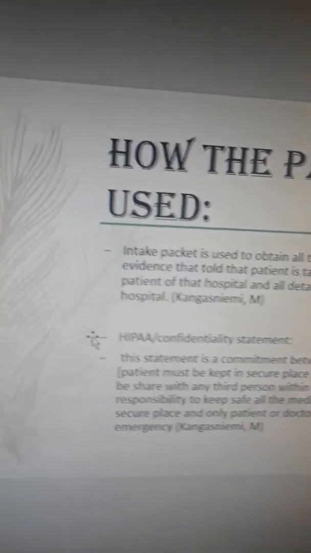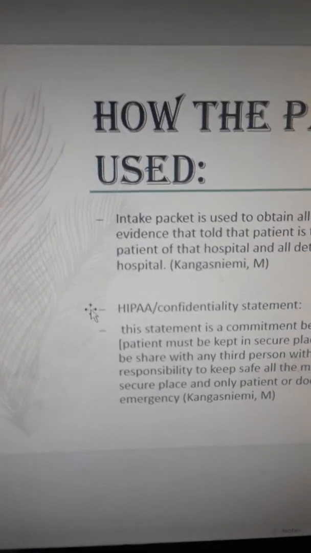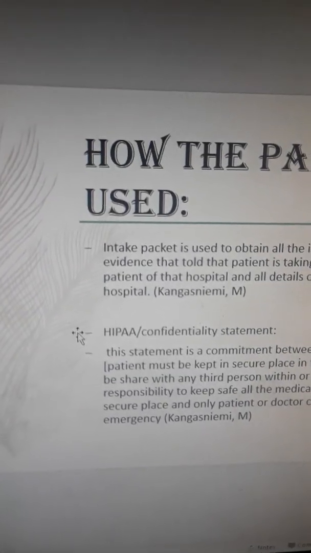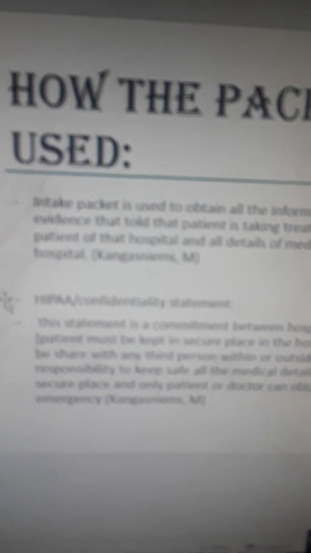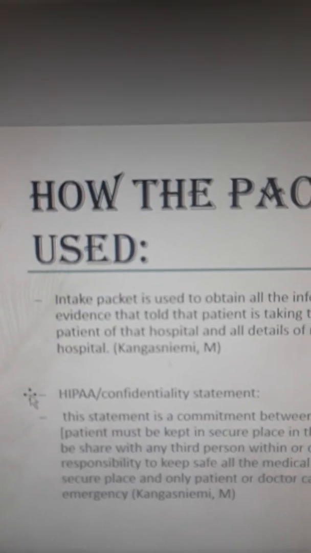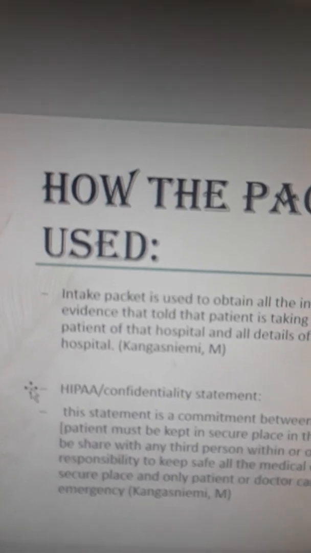I'm going to go ahead and explain my third slide of section 1. On this slide, I explain how the packet is being used. The intake packet is used to obtain information. The Tristar Hospital uses the intake packet to gather information from clients on their first day of visit, regarding their well-being and their health. I also included HIPAA confidentiality. This means how the patient's information will be kept confidential from others.